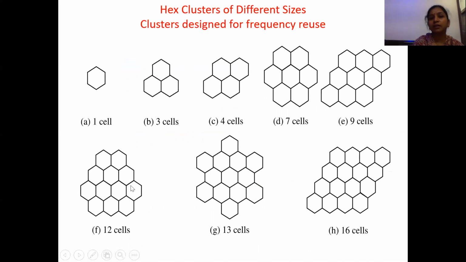So we can see here the different clusters of different sizes designed for frequency reuse. You can see here a repetition of 3 cells, K is equal to 3, repetition of 4 cells, 7 cells, 9 cells, 12 cells, 13 cells, 16 cells. This pattern will be repeated a number of times. The same frequency we can use a number of times by maintaining the distance capital D is equal to root 3K R. So this is called the concept of frequency reuse and cluster.